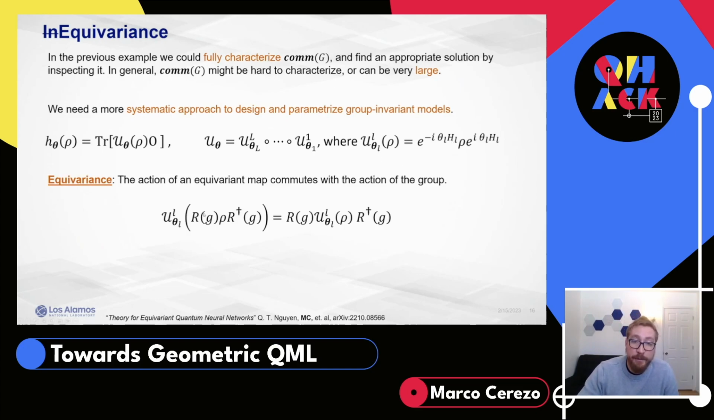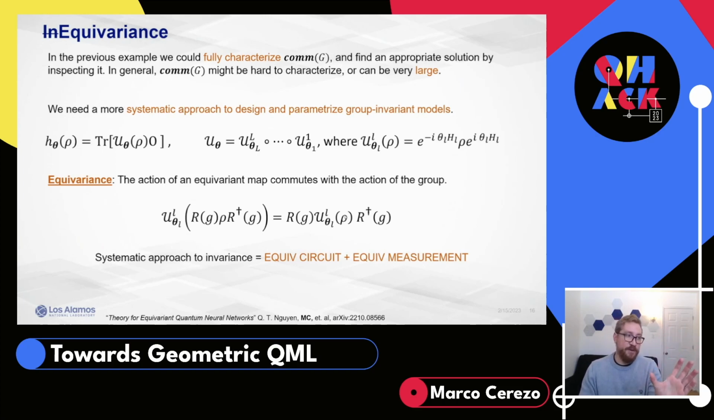We're going to define an equivariant layer as a map that commutes with the action of the group. Again, this is just the same. If I take a state and I rotate it at the input, this just commutes through, and it's the same as applying the unitary to my state and then applying the rotation. And it's not very hard to see that if I have equivariant circuits and equivariant measurements, the whole thing is going to be invariant, right? So now the problem gets translated into how do we build this unitary channel such that it commutes with the action of the group.